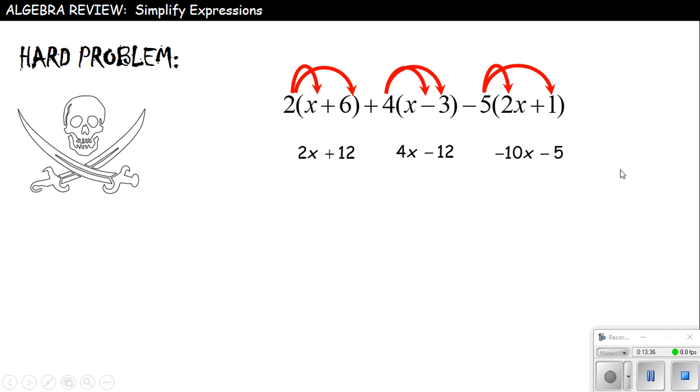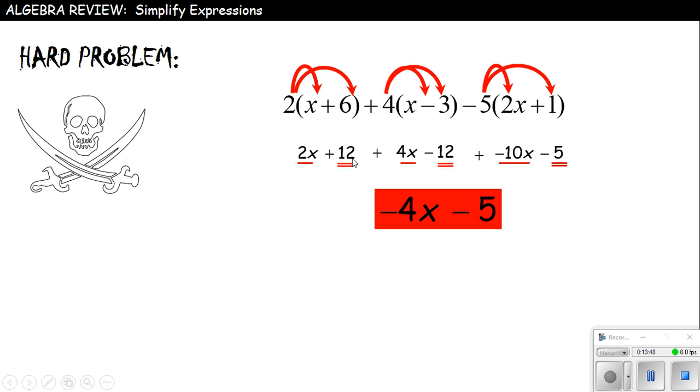Next, we combine our like terms. 2x plus 4x minus 10x. That's going to give us negative 4x. 12 minus 12 cancel out. We just have this minus 5 on the end. That's it.